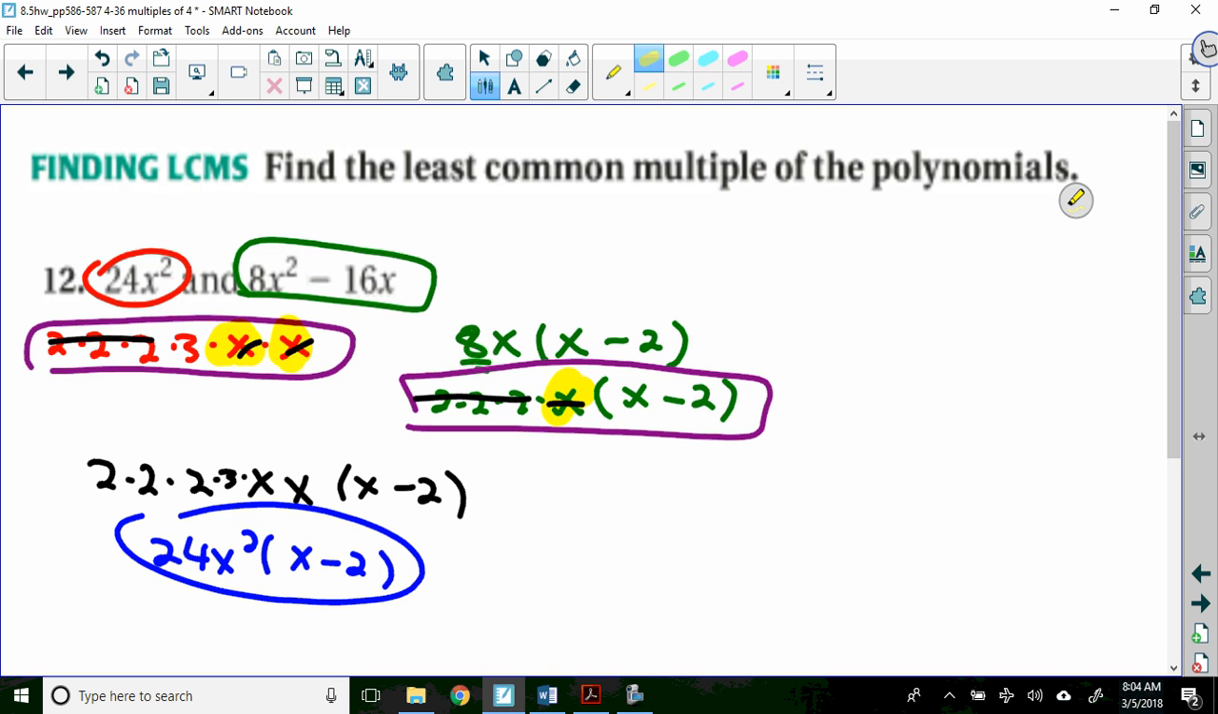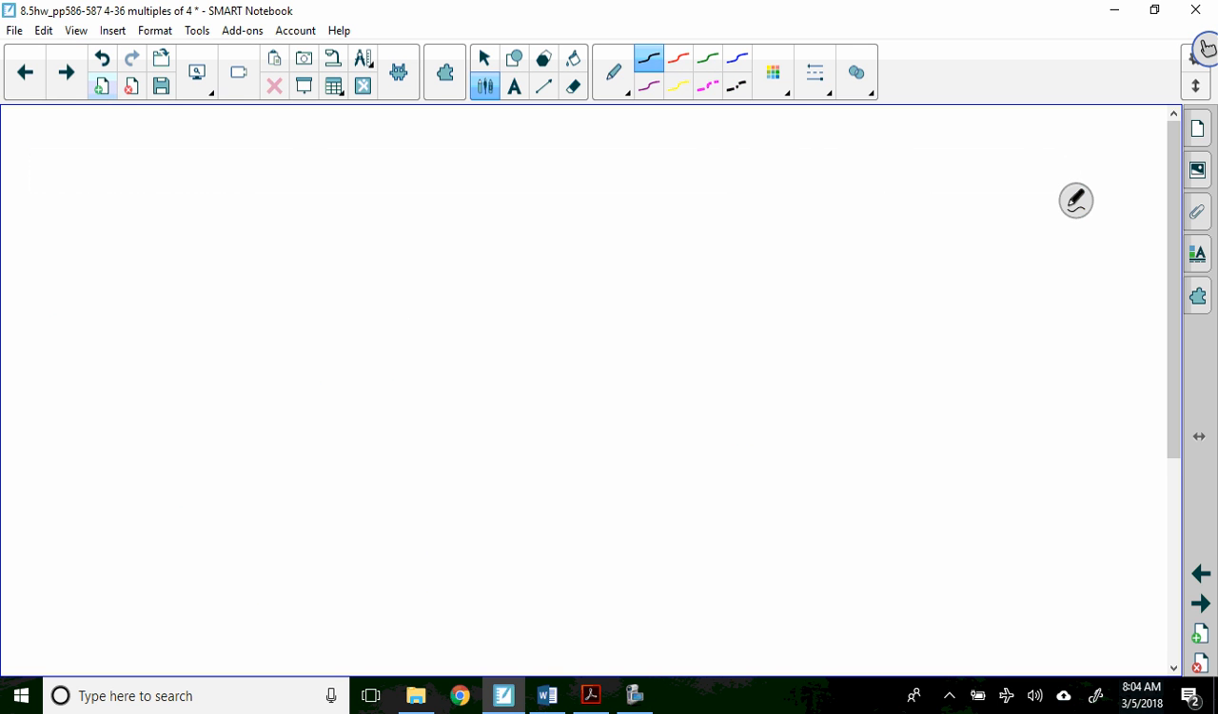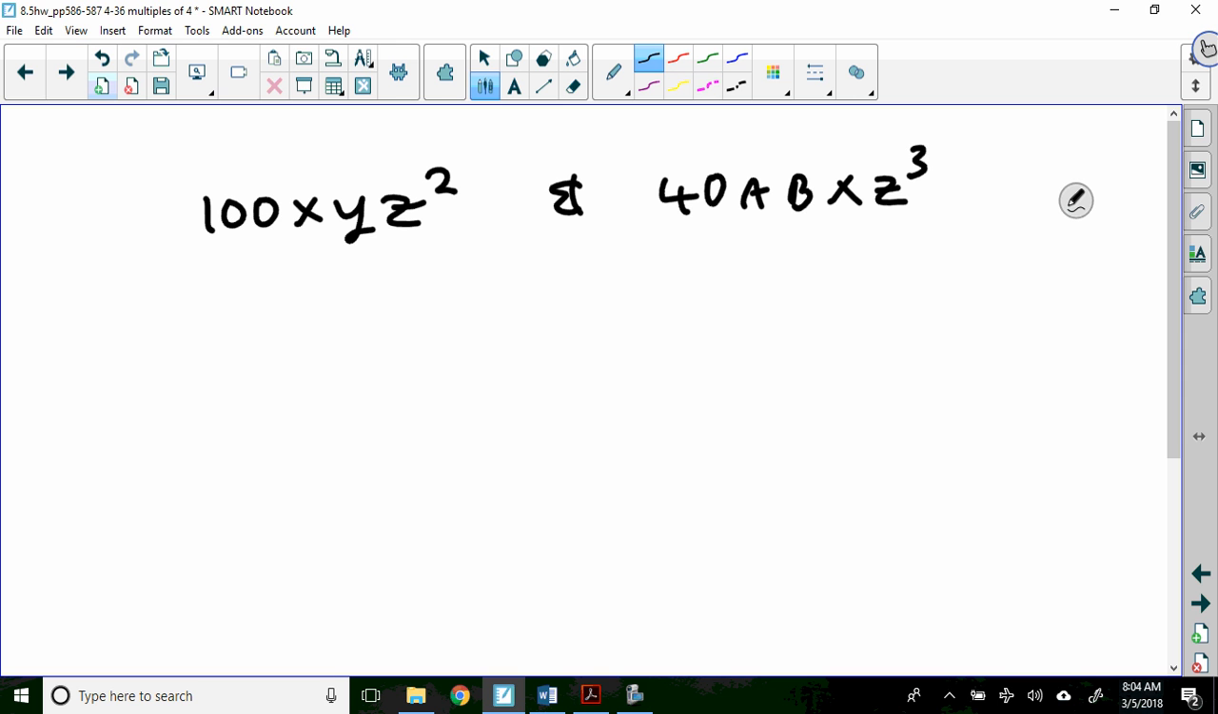Let's look at something like this. Let's look at something like 100xyz squared and 400 and 40abxz cubed. Okay, if we looked at something like this, first of all, we'd have to find the LCM of 100 and 40. What would that be? 400, 200, 200. So 200.